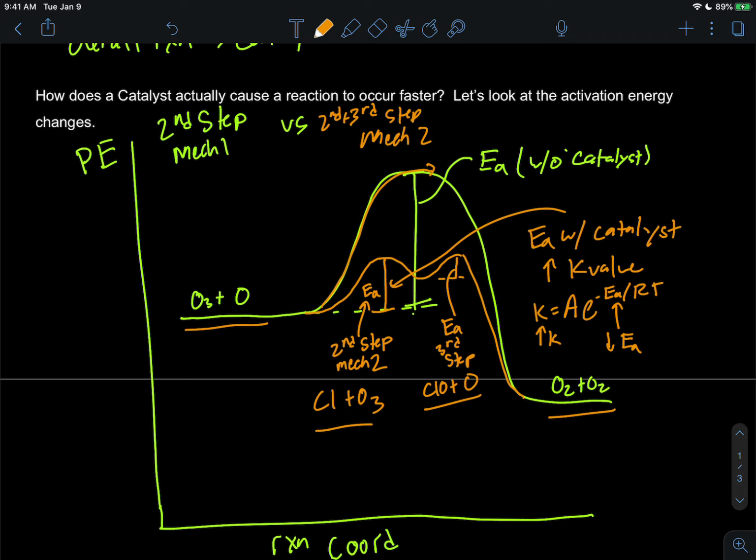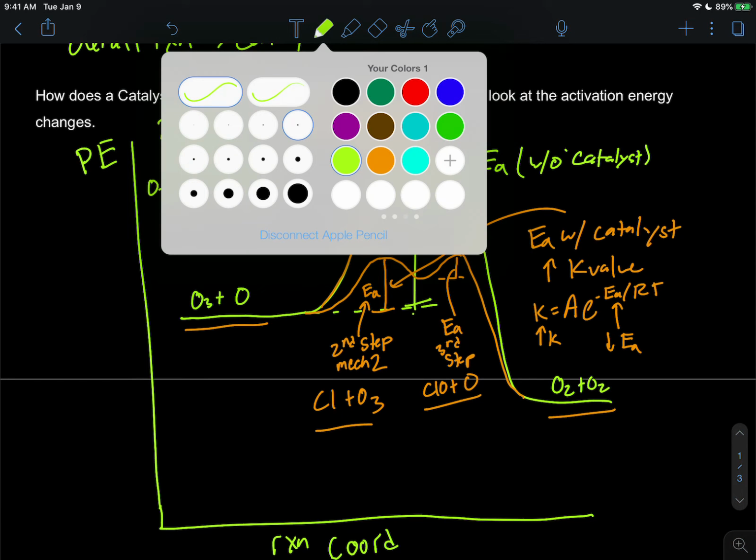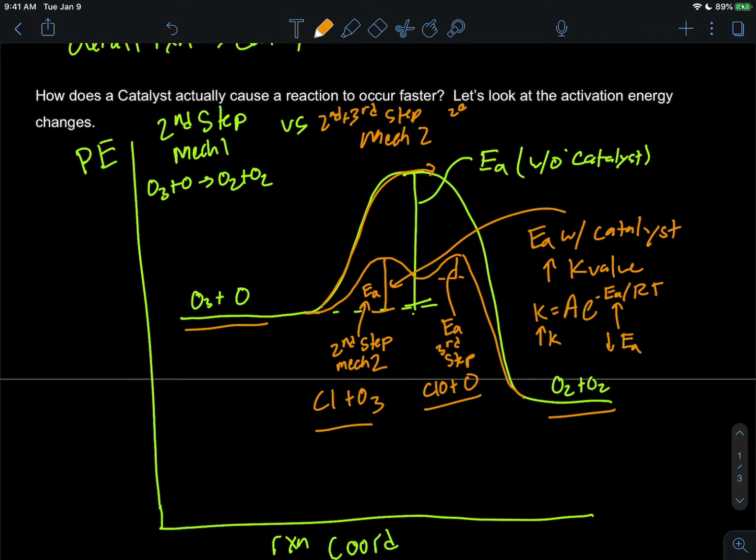Again, our second step for reaction mechanism 1 was O3 plus O goes to O2 plus O2 effectively. And then for our second and third steps, we look at our second step for reaction mechanism 2. This is O3 plus Cl goes to ClO plus O2. And then our third step is our ClO plus our oxygen atom to give us Cl and O2 again.